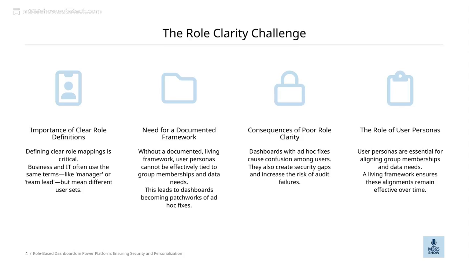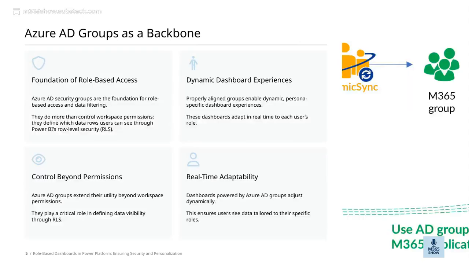Finally, it's crucial to have clear role definitions. Defining these roles accurately is key because, often, business and IT teams may use the same terms, like manager or team lead, but mean different groups of users. Clarifying these terms helps ensure everyone is on the same page, and our dashboards truly reflect the right access for the right people. Now, let's explore how Azure AD groups serve as a backbone for role-based dashboards in Power Platform.